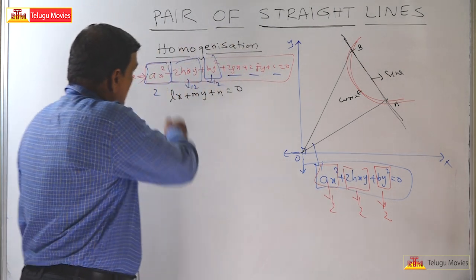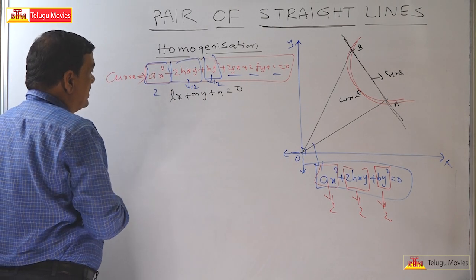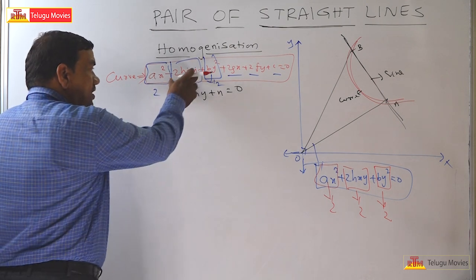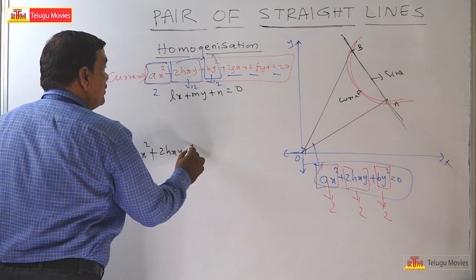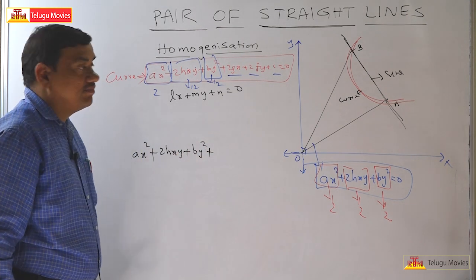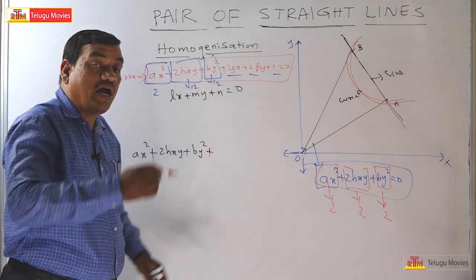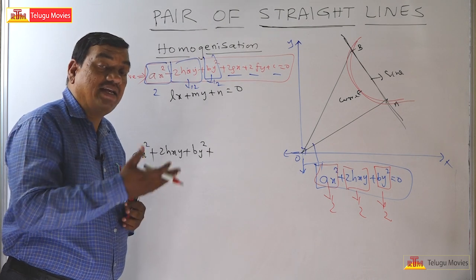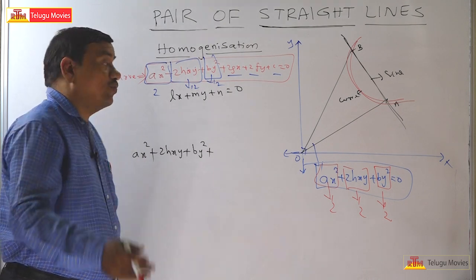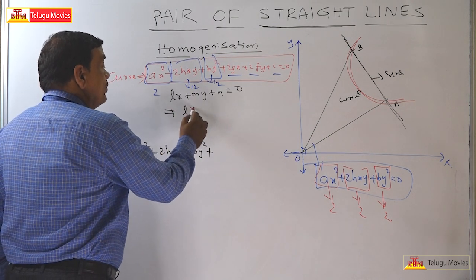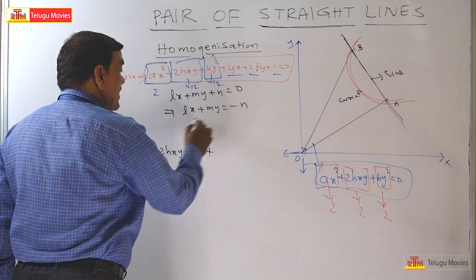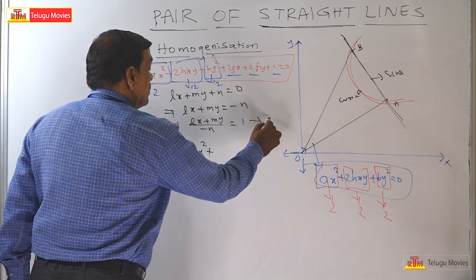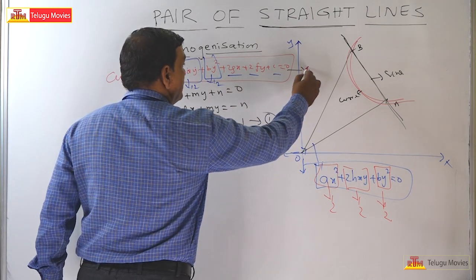For that, how to do this? Take the first equation. First terms as it is. Since this first term is degree 2, I am writing as it is. 2hxy as it is, degree 2. by square is also as it is, I am writing. Now 2gx. I want one more x or one more y, so that I can make it into a term of degree 2. For this, what I am going to do is Lx plus my is equal to minus n. So here Lx plus my upon minus n is equal to 1. Call it as first equation.